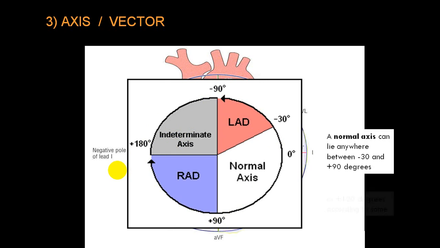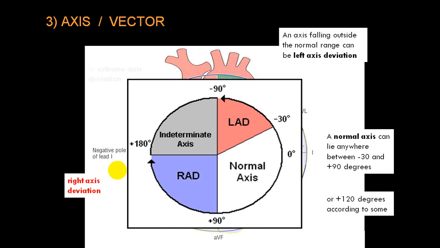So these are some of the terms which are utilized while you are identifying the axis, or what we call the vector of the ventricular components: right axis deviation, normal axis, left axis deviation, extreme right axis deviation. These are the few words which are being utilized.